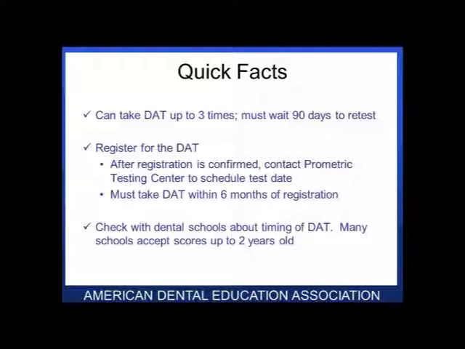Many students ask how old their test scores can be. While the majority of students take the DAT immediately prior to the year of application to dental school, some students delay their application. Generally, most dental schools will honor DAT scores that are up to 2 years old.